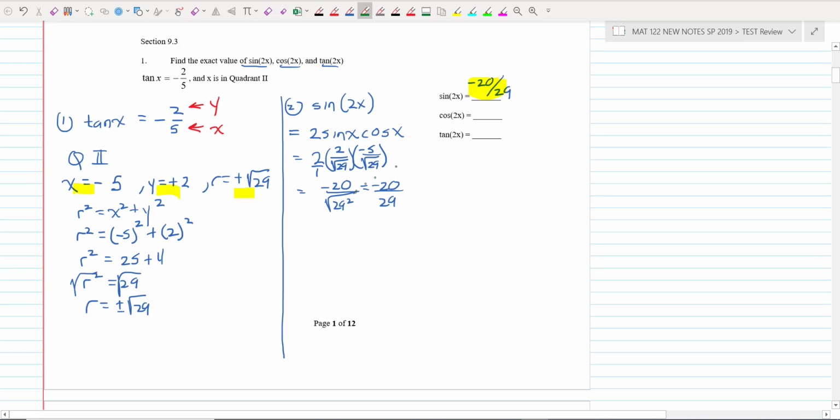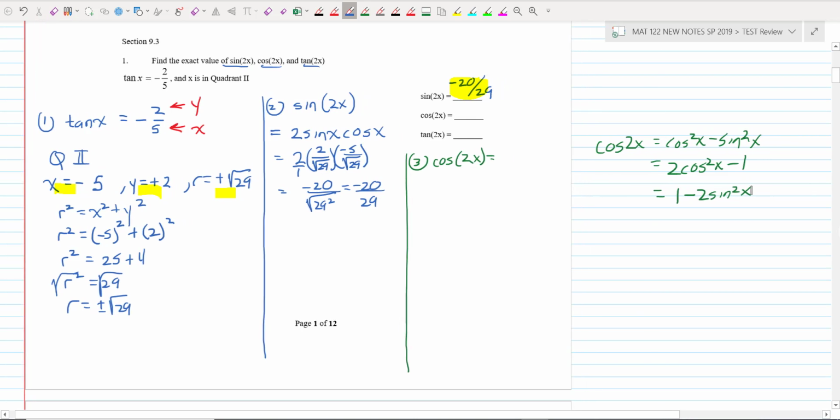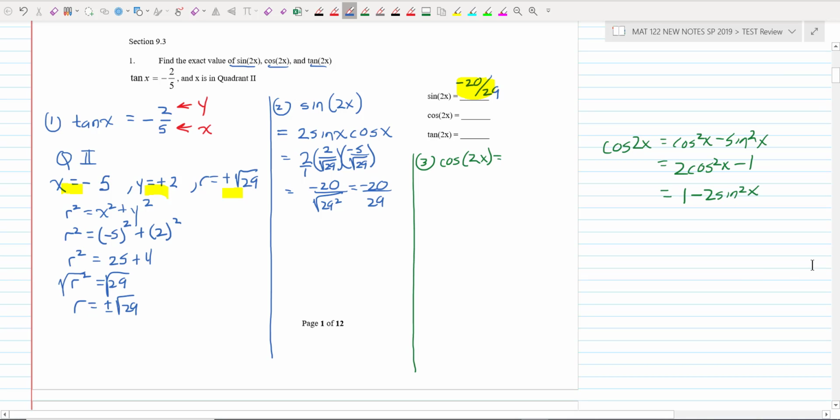Okay, all right. Now I'll move on and I'll do the third thing. And the third thing here is the cosine of 2x. And remember, you have 3 forms of this identity. So you have cosine of 2x is equal to cosine squared x minus sine squared x. That's also the same as 2 cosine squared x minus 1. And that's also equal to 1 minus 2 sine squared x. So it's really up to you which identity that you want to use here. So just take your pick. It doesn't really make that much difference. So I'll just go with the first one, I guess.